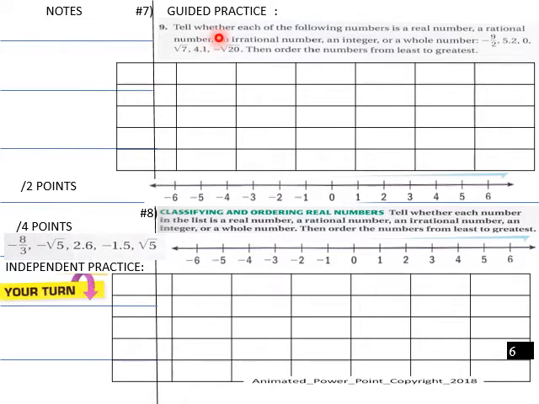So now let's try one. Tell whether each of the following numbers is a real number, a rational number, an irrational number, an integer, or a whole number. So we got negative 9/2, 5.20, square root of 7, 4.1, and negative square root of 20. Then order the numbers from least to greatest. You can do that here. List your numbers here, and then put your headings up here for real, rational, irrational, integer, or whole number. And then do the same thing down here, students, for your independent practice. Here's your numbers and your number line. So for guided practice up here, let's do our guided.